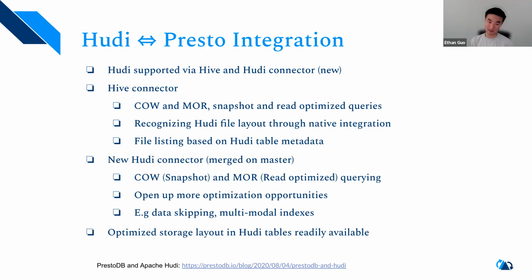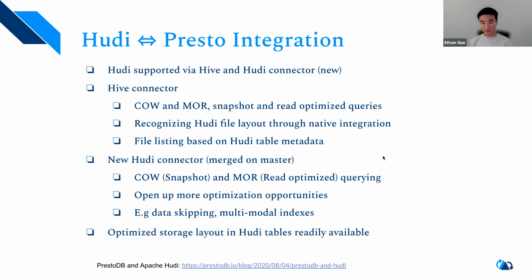So this new connector opens up more optimization opportunities. For example, the recently incorporated data skipping in our latest releases, as well as the multi-modal indexes, where we can include more of these advanced indices. As I already talked about before, the optimized storage layout improves how data is organized in storage in Hudi tables. So that affects how the Parquet table is written. So this is already readily available for Presto without any new integration point.